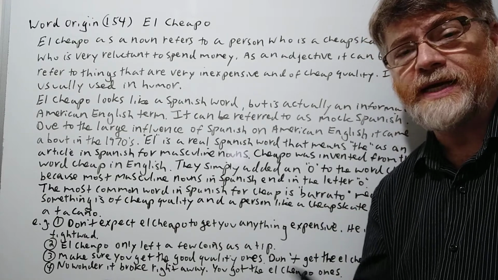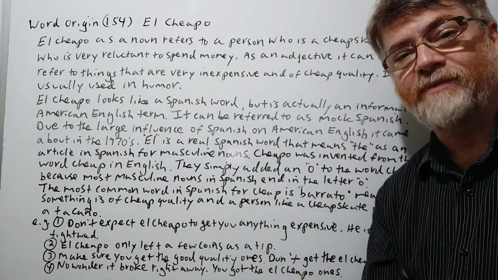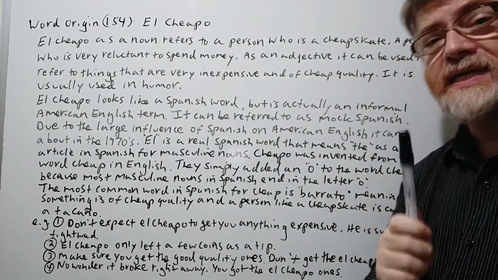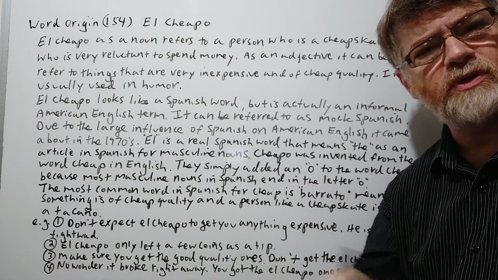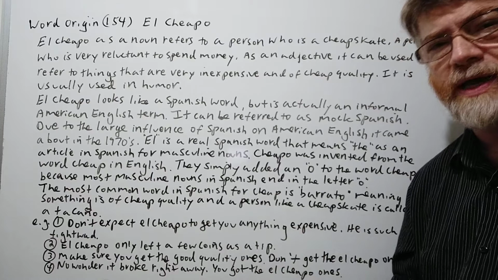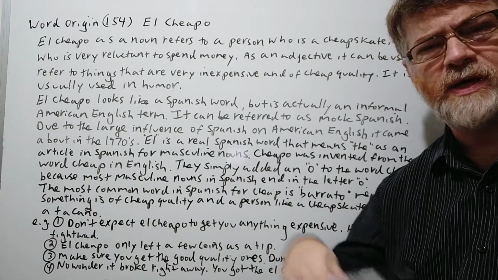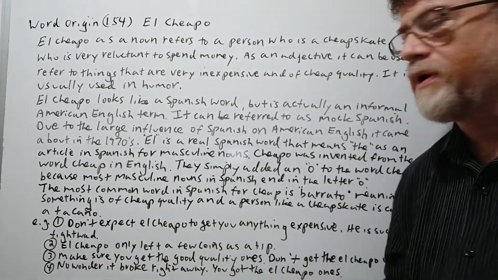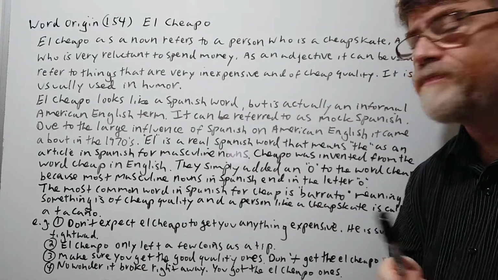The word origin today is El Cheapo. Okay, let's take a look at the note here. El Cheapo, as a noun, refers to a person who is a cheapskate. A person who's very cheap. They don't like to spend money, especially in a cheap way. Not just in a saving money way, but in a cheap way, a way where they should be spending more money. So a person who's very reluctant to spend money.